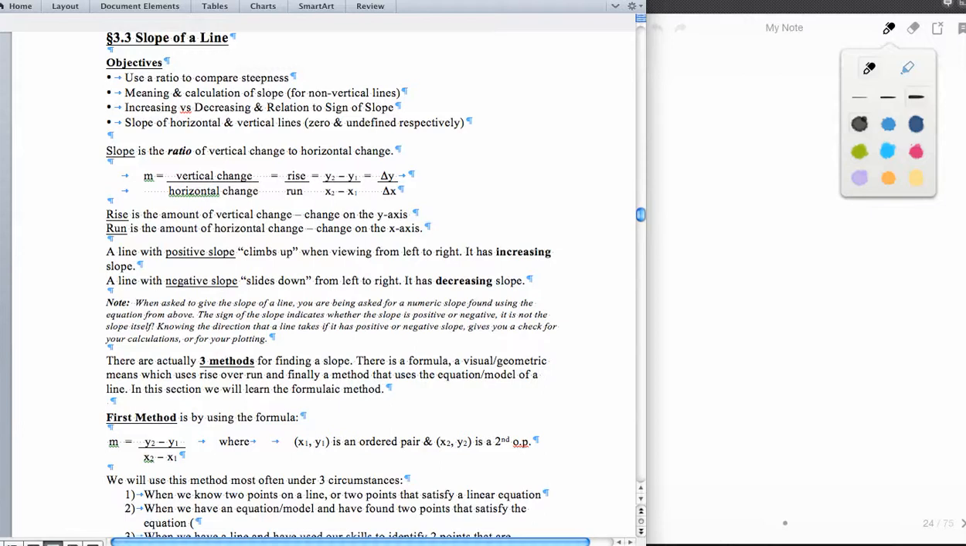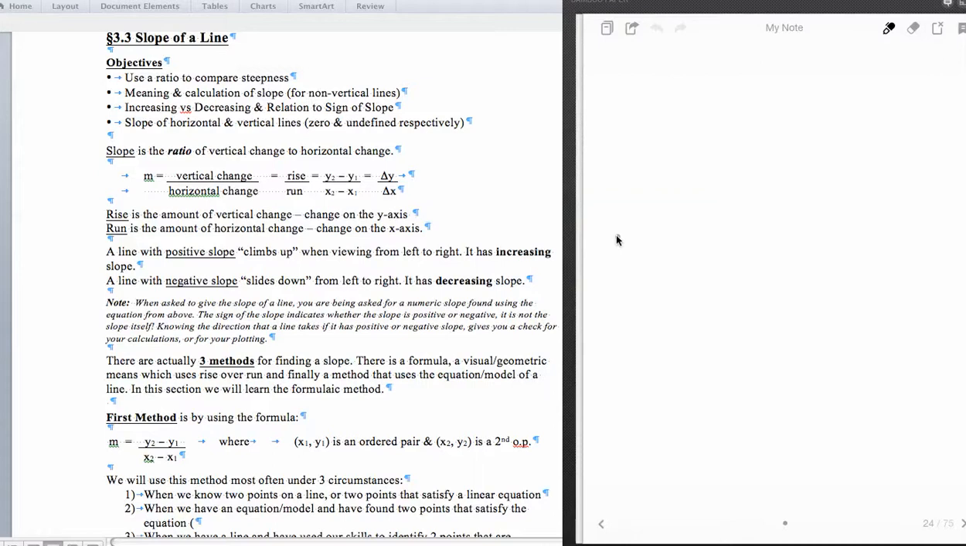Now, a line that has positive slope is said to climb up when we're viewing it from left to right. It has increasing slope. So this line here has increasing slope. As I view it from the left side of the paper to the right side of the paper, it's going up as I go from there. So to get from this point to this point, I would have to climb up the line from left to right.